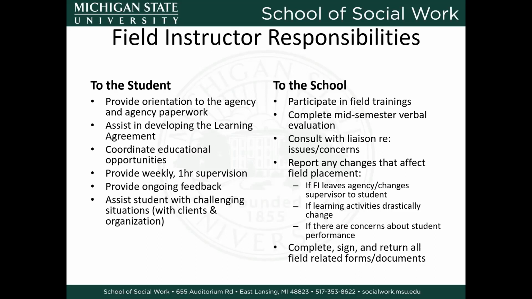We have a liaison model, for all of our students, and we would ask you to consult with them if there's any issues or concerns, like the student is not showing up, or there's some kind of a disruption, or there's some behavior that's of significant concern. And then we would ask that you report any changes, like if you're going to leave, or there's a significant change in the agency, or learning activities significantly change, or there's concerns about the performance. And then we have our documentation for you to sign, and all of those are in Sonia, which is our data system.